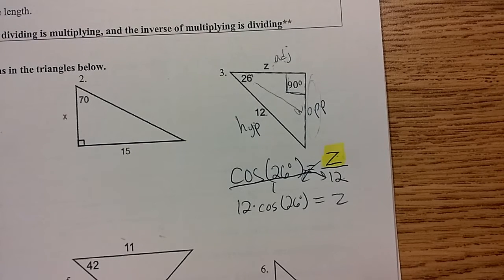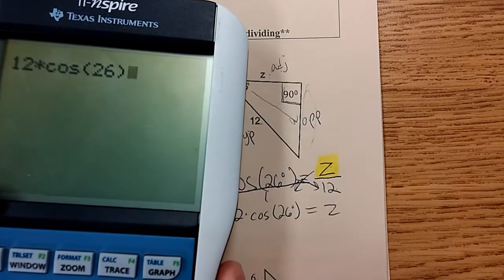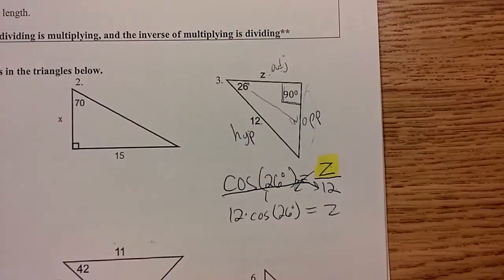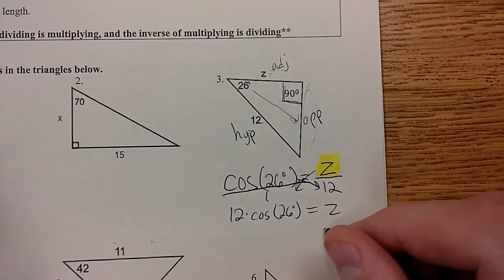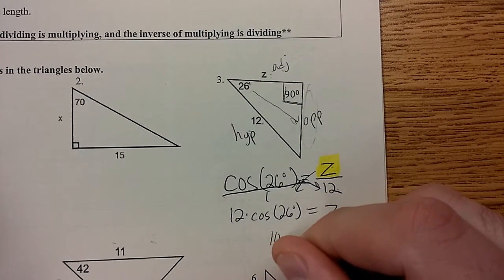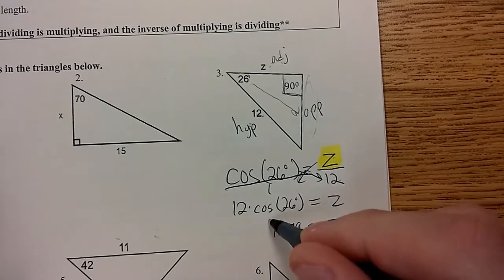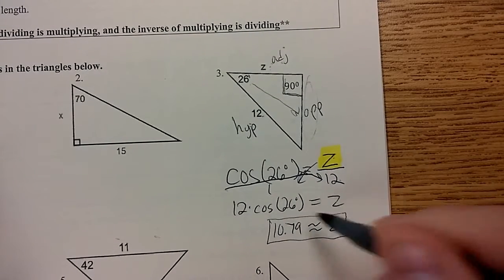So 12 times cosine of 26. Just type it in as you see it, in case you're wondering what it looks like. That is how it should look. When you press enter, you get Z is approximately 10.79. There are no units here, so we're going to keep it as 10.79 blank.